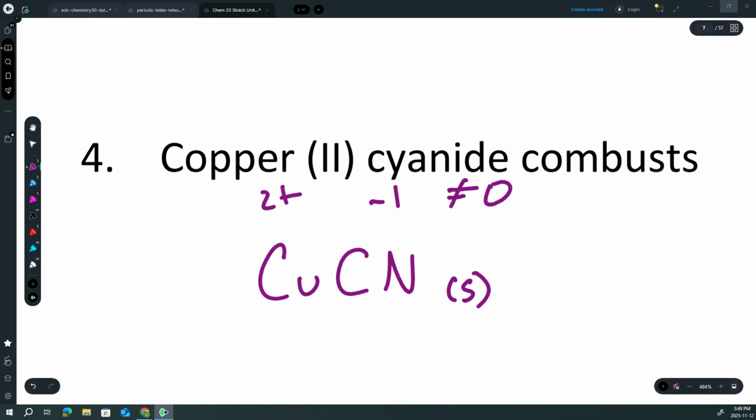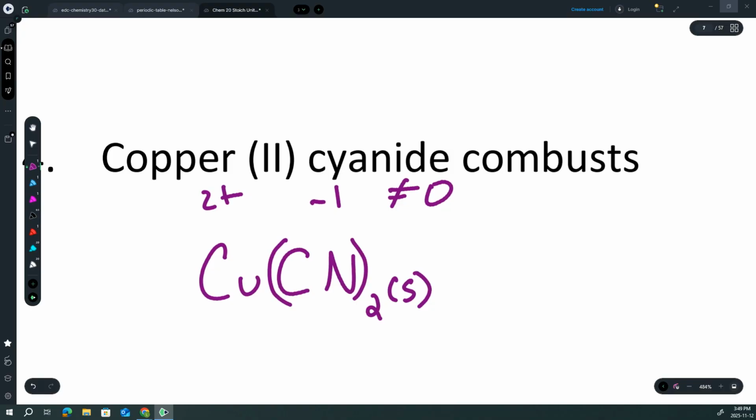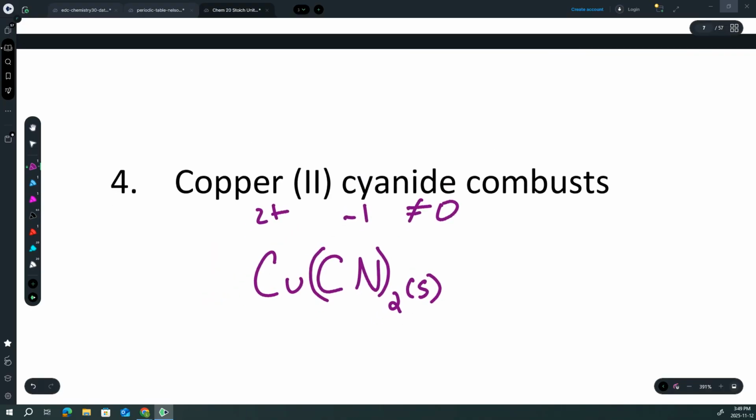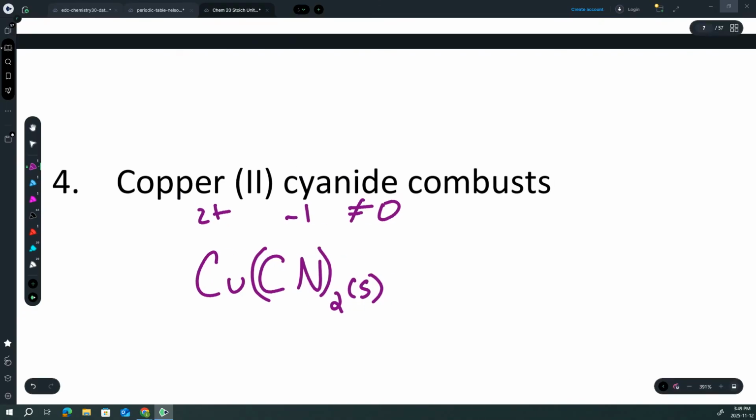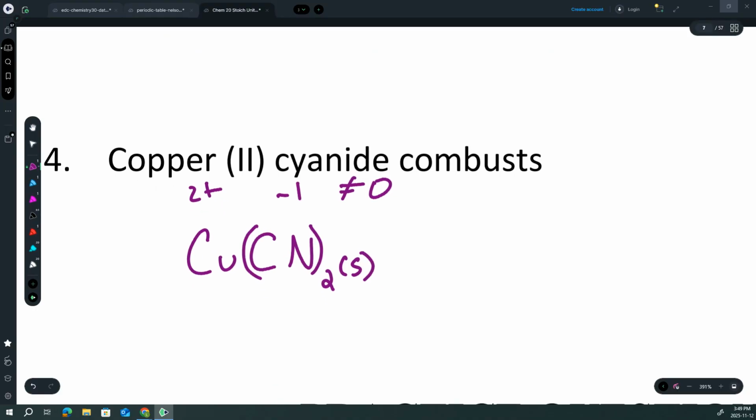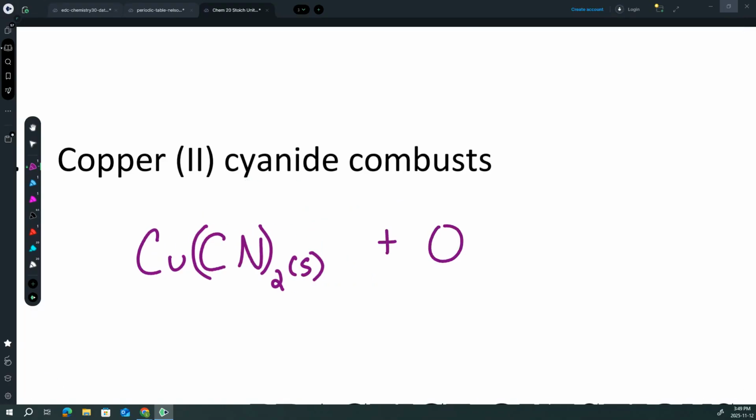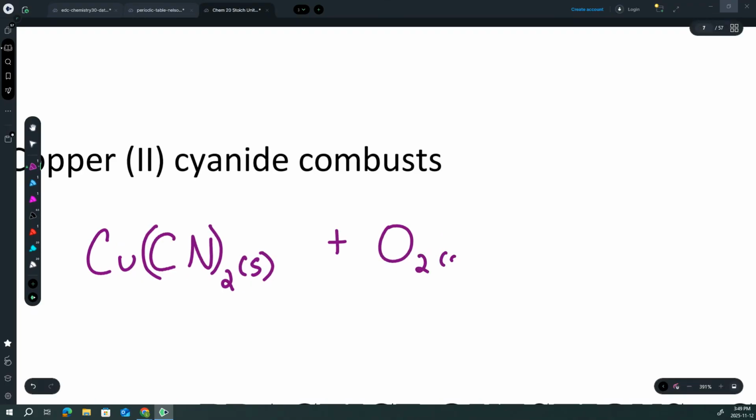So because of that, we need to put brackets. Rule of thumb, if you have more than one polyatomic ion, put brackets around the polyatomic ion and then put your subscript after. Now I could write 1 behind copper, but since I wrote copper, it's already assumed there's 1 atom of copper here. All right, so let's clean this up a bit and erase that. Since it combusts, that just means our other reactant is oxygen.